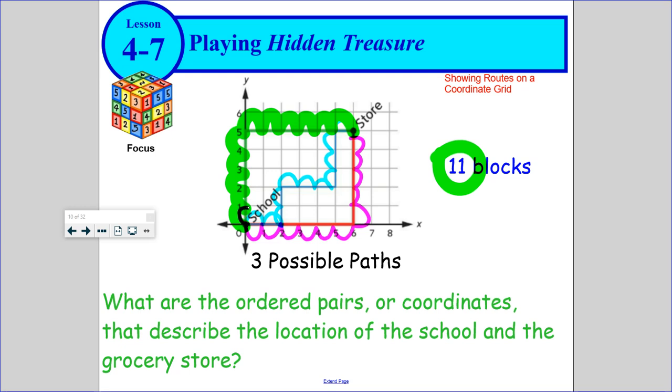So we could go 1, 2, 3, 4, 5, 6, 7, 8, 9, 10. Oh, that works too. So that's the 11. If we went zigzag all over the place, you could make it more, but 11 is the shortest.